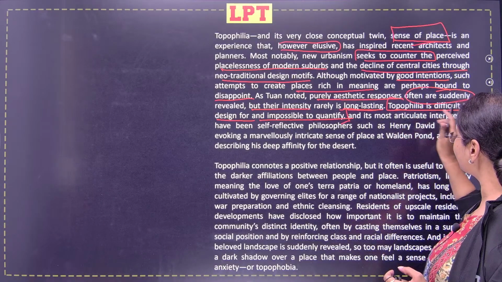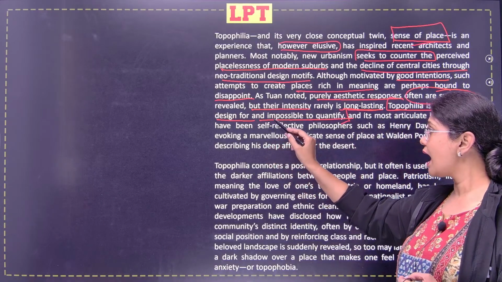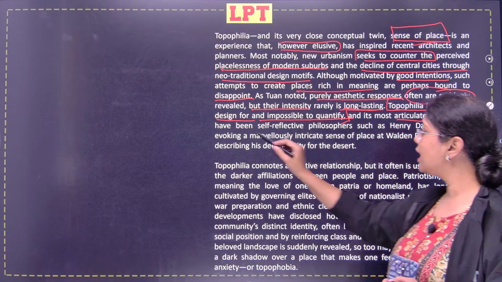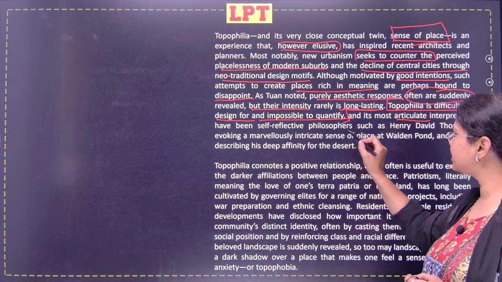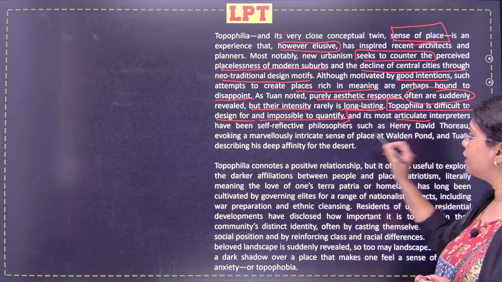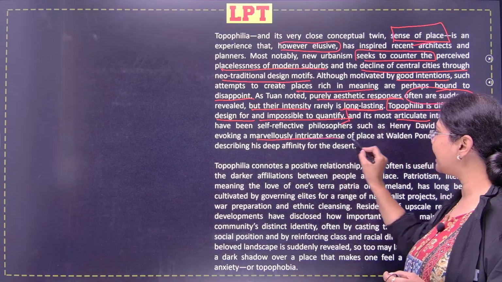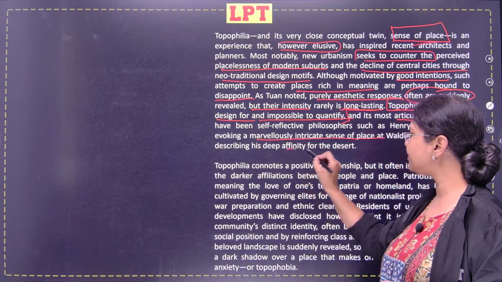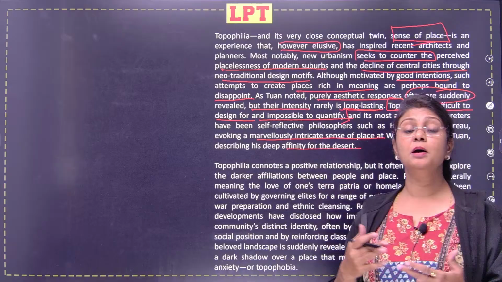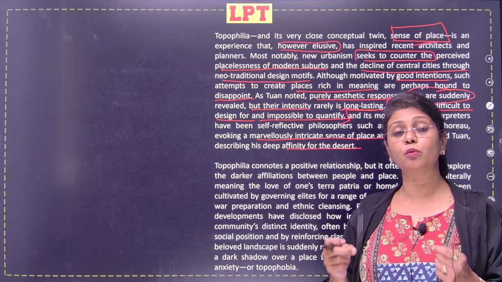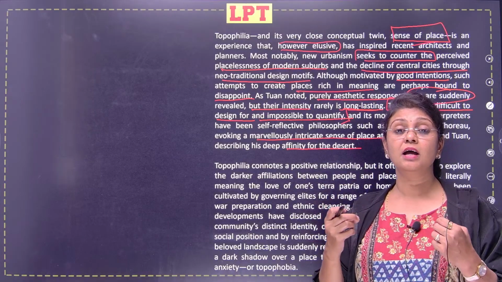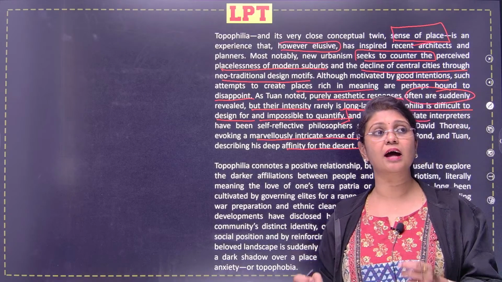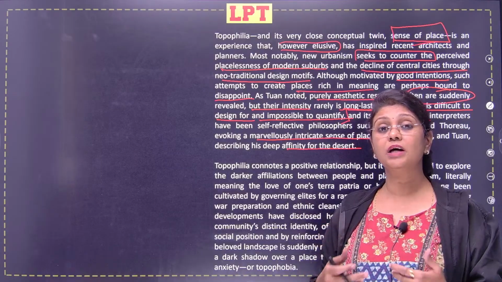It says topophilia is difficult to design for and impossible to quantify, and its most articulate interpreters have been self-reflective philosophers such as Henry David Thoreau, evoking a marvelously intricate sense of place at Walden Pond, and Chuan describing his deep affinity for the desert. So here is the perspective coming up, and we are supposed to know what exactly are the ideas being discussed by the passage. Let's read the next paragraph and try to understand how the author is dealing with it.